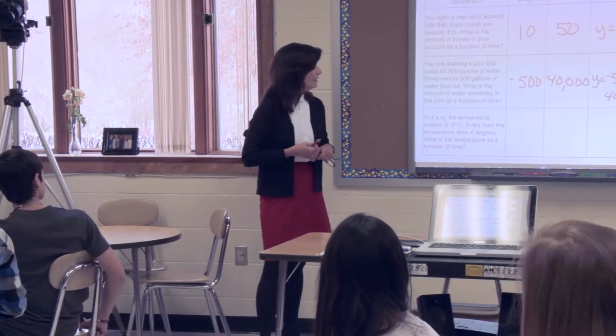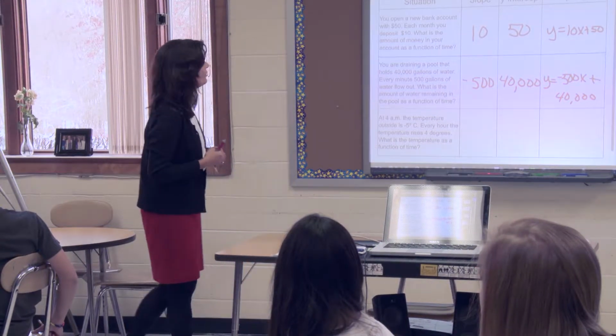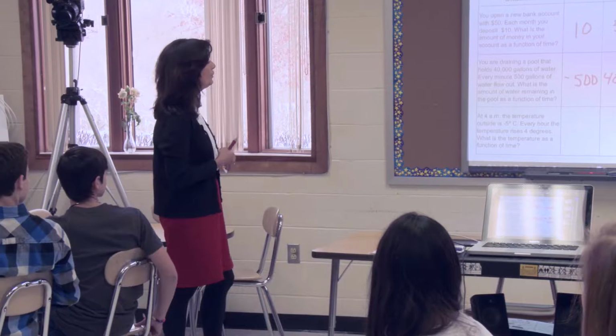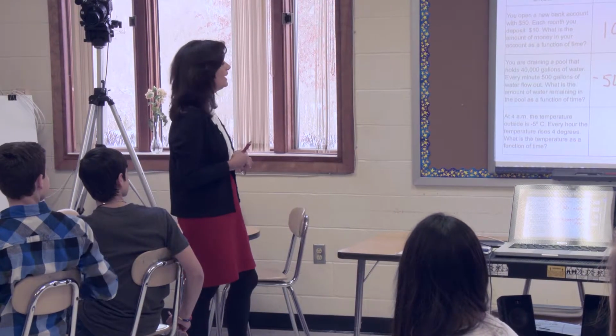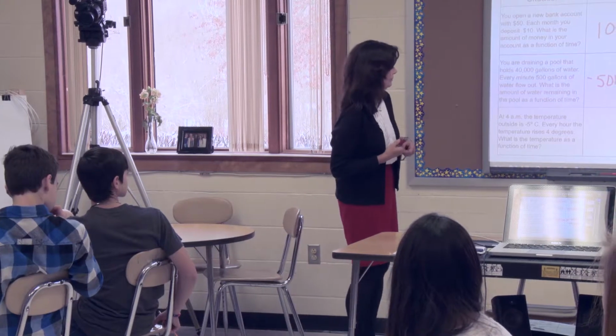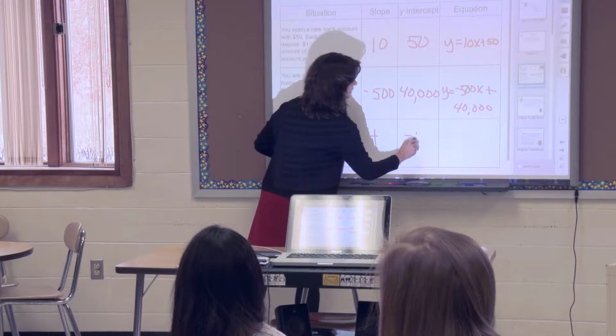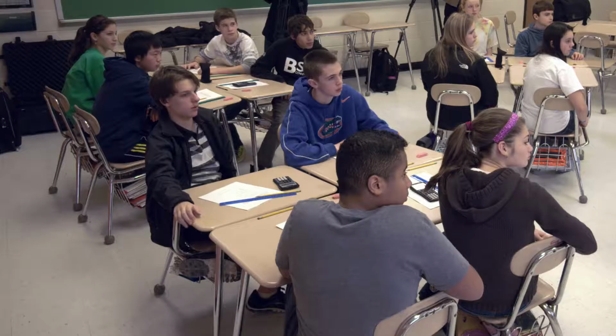At 4 a.m., the temperature outside is negative 5 degrees. Every hour the temperature rises 4 degrees. What is the temperature as a function of time? Okay, Shane, what would the slope be in this case? The slope would be 4. Very good. And what would be the y-intercept? Negative 5. Very good. And what would be the equation in slope-intercept?